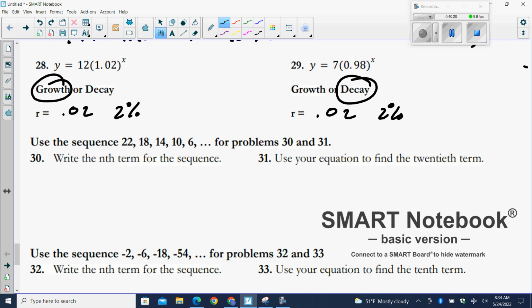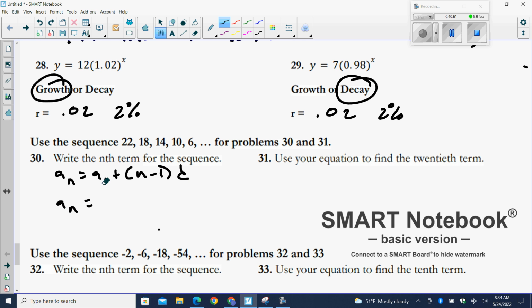So question 30, sequence goes from 22 to 18, we subtracted 4. From 18 to 14, we subtracted 4. We subtract 4 to get to 10. My pattern is we're going to subtract 4. So it is arithmetic. So here's my equation. A sub n equals a sub 1 plus n minus 1 times d.